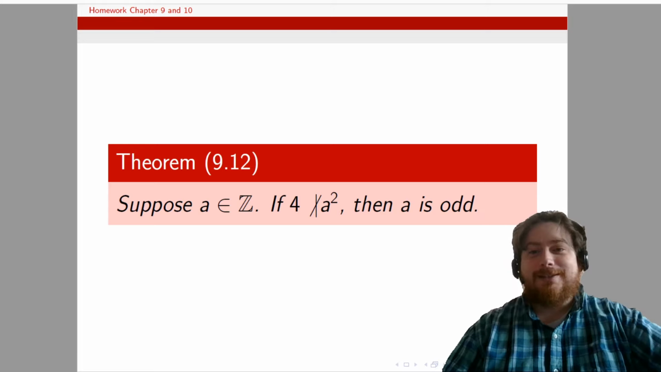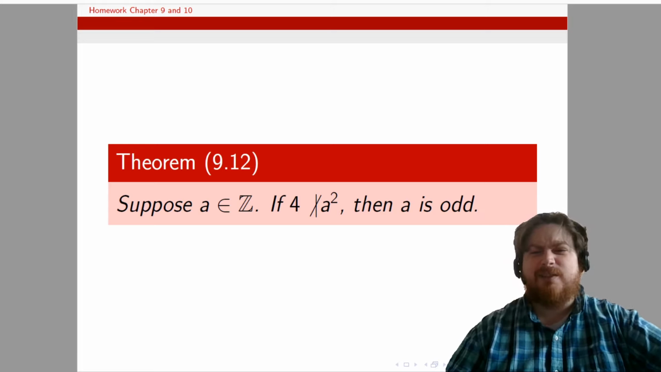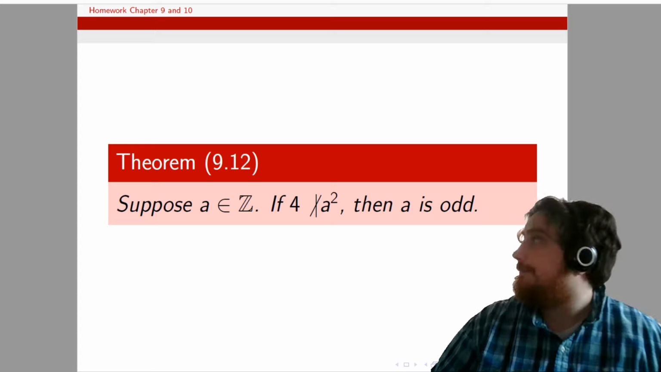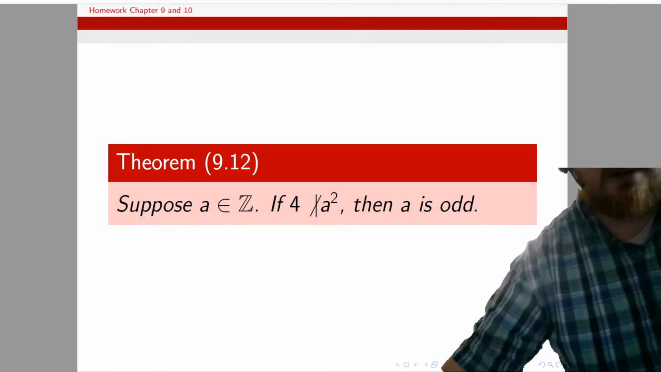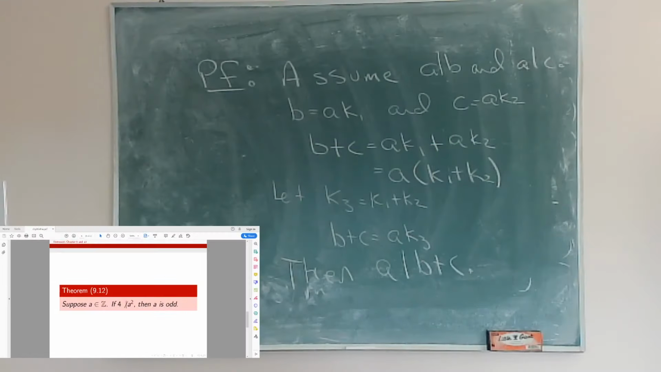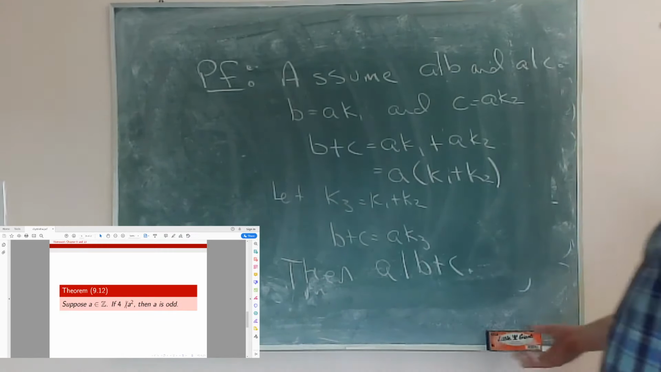What we had here was, I think it was written slightly different in the book, but it said if a squared is not divisible by 4, or that symbol there is 4 does not divide a squared, then I want to show that a is odd. So let's go ahead and do that. And we're going to work this with a very similar process as we figure out what we assume, we figure out what we have to show.